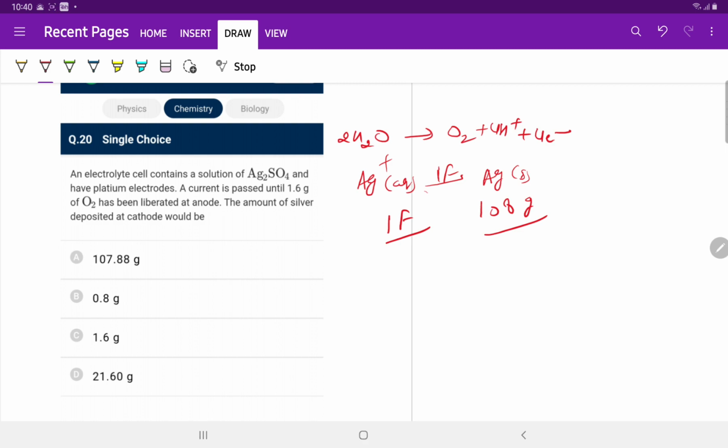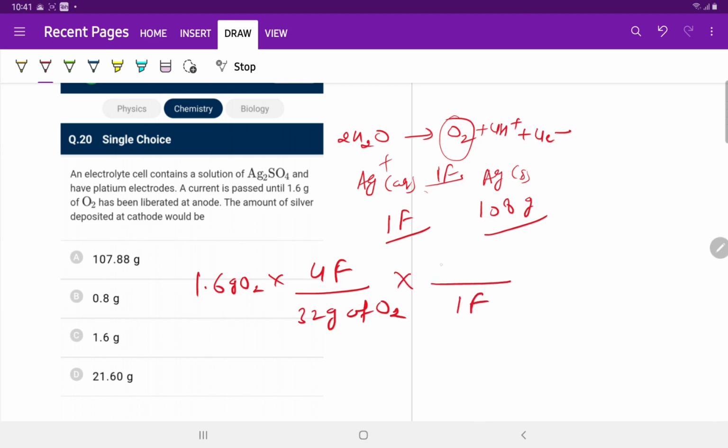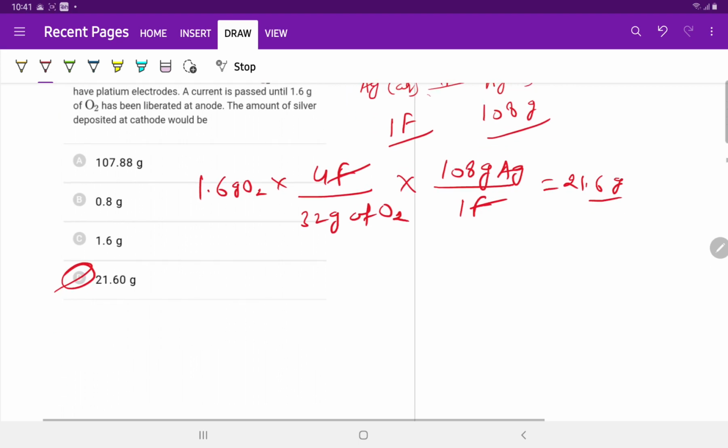So we have 1.6 gram of O2. We know very well that for obtaining 32 gram of O2 we will require 4F charge, that is 4 moles of electrons, and from 1F charge we will obtain 108 gram of silver. On calculation we will find 21.6 gram. So the answer is D, 21.6 gram, for question number 20.